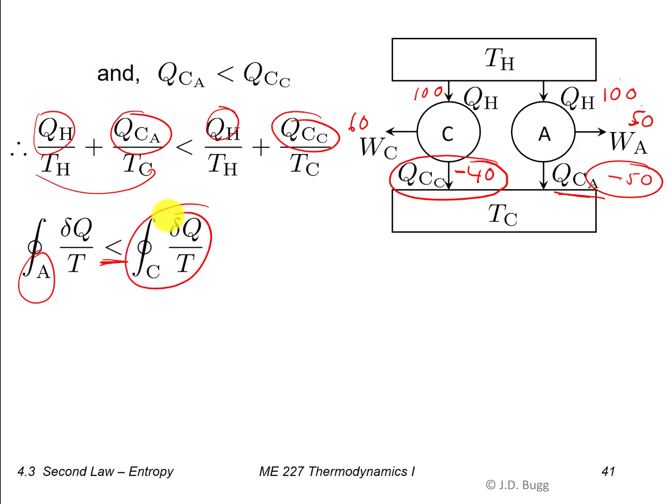So this is the conclusion that we've come to, that this integral that we decided to evaluate, if we do it for any real cycle, it's always going to come out less than it is for a Carnot cycle. And remember, the Carnot cycle was 0. So there's a very special property that this integral has, and that is that its value is negative for any real cycle, or any cycle that has any irreversibilities in it whatsoever.